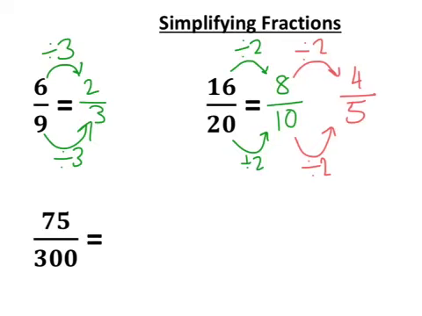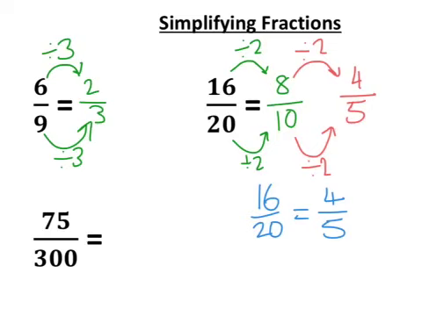Sometimes you might be able to see that in one go. For example, if I notice that with 16/20, actually I can divide the top by 4 and the bottom by 4. If I divide the top by 4, I get 4. If I divide the bottom by 4, I get 5. And again we get the same answer, 4/5. So you can do it in many steps, or you can just do it in one step sometimes.